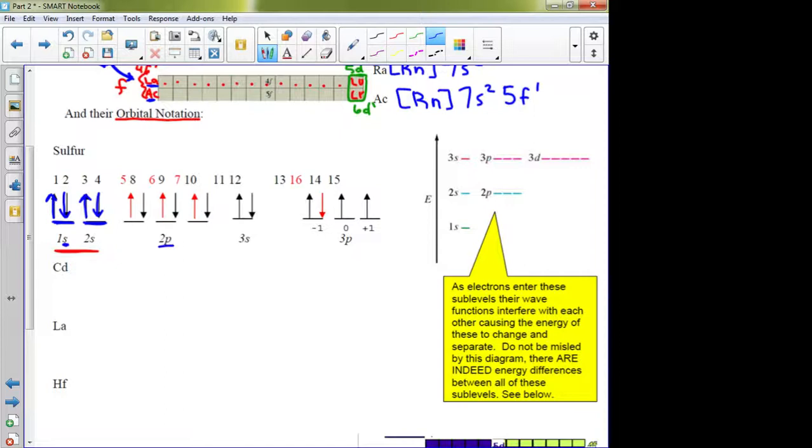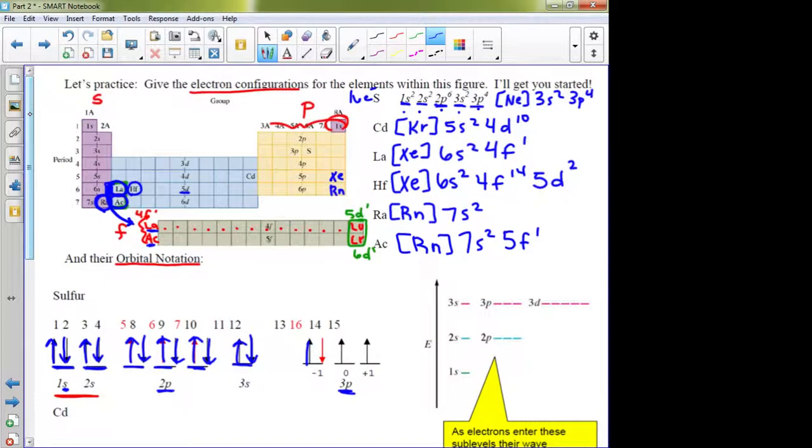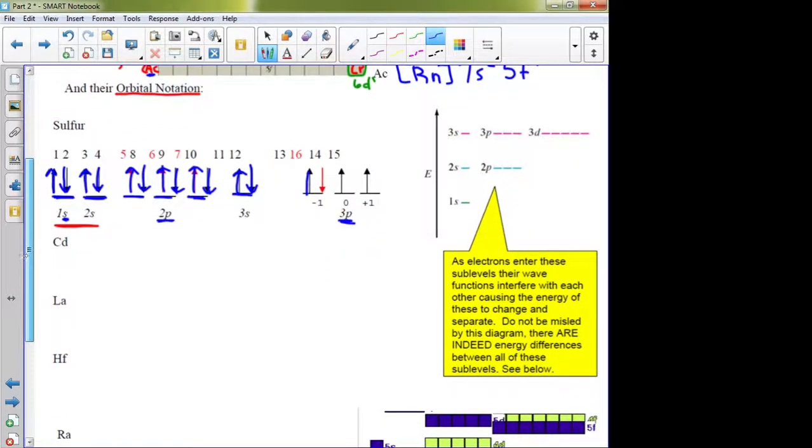Then comes 2p. How many orientations can I have in a p orbital? Three. So we draw 1, 2, 3. We go up, up, up before we ever come back and do down, down, down. You've got to know that. Then we've got 3s, up, down. And then be careful, we've got 3p. For sulfur, it was 3p4, so we said 1, 2, 3, 4. So we drew the last arrow down.